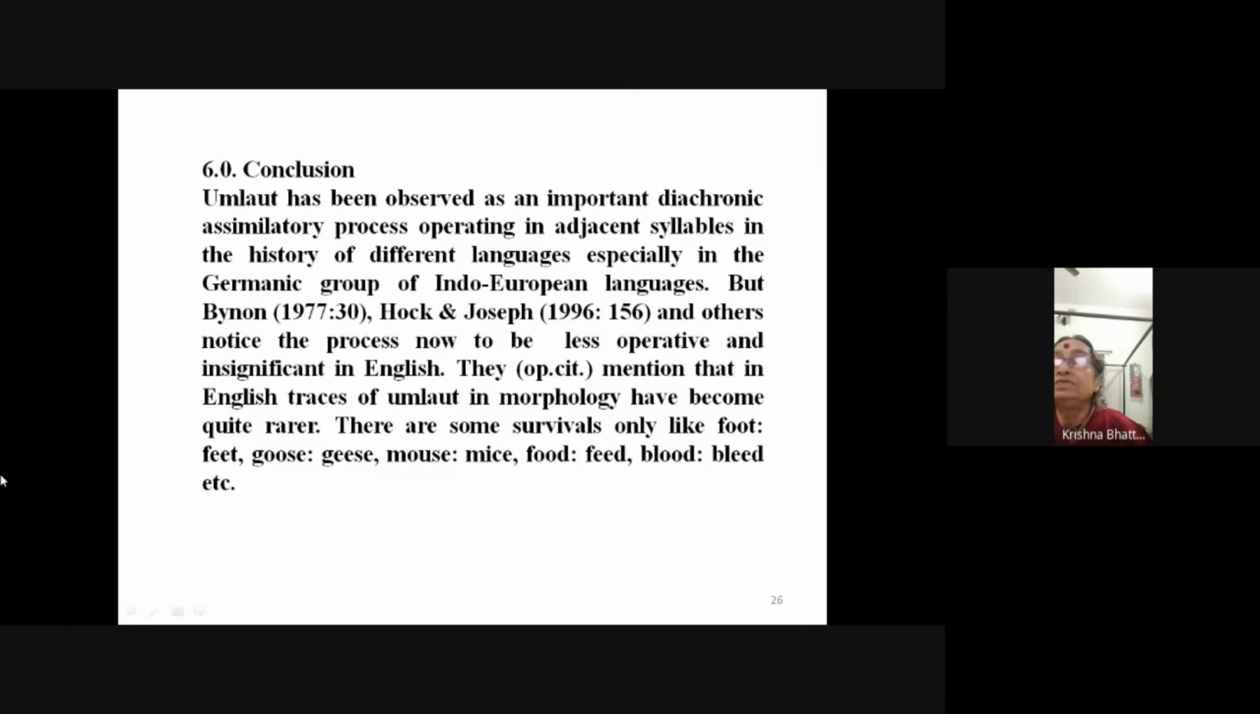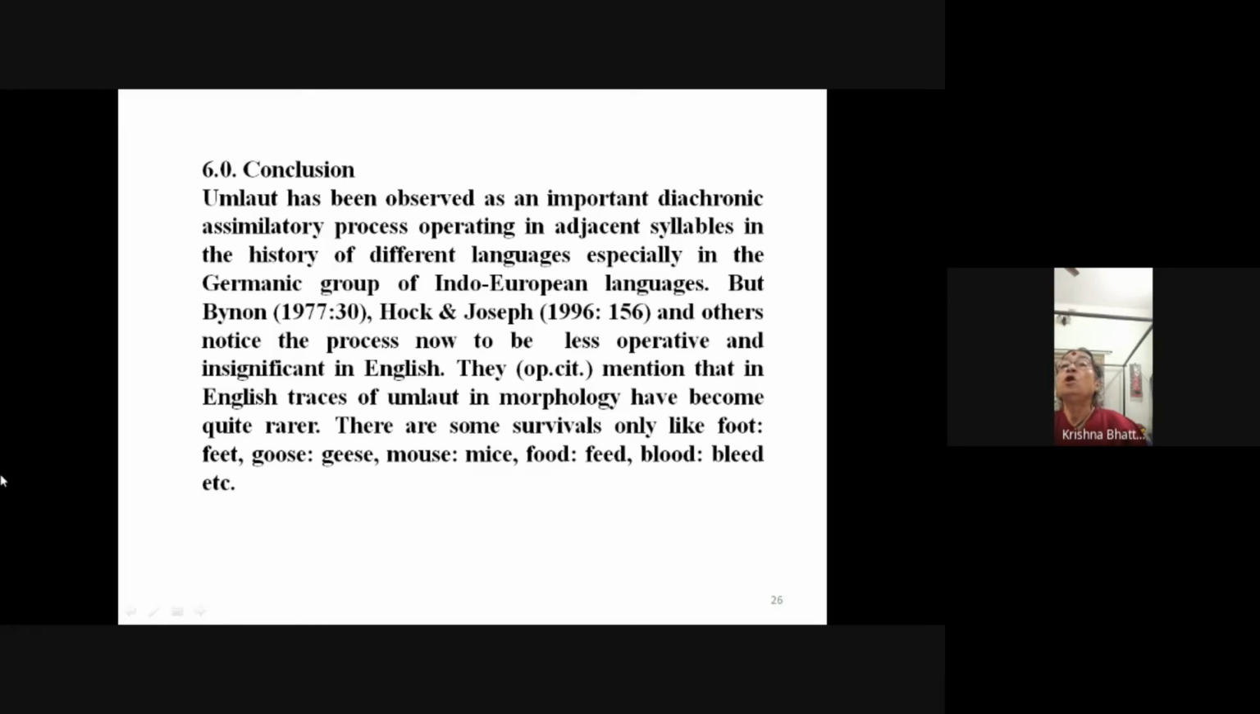Now I have come to the conclusion. I think I have not taken much time, which I was afraid of. Umlaut has been observed as an important diachronic assimilatory process operating in adjacent syllables in the history of different languages, especially in the Germanic group of Indo-European languages.